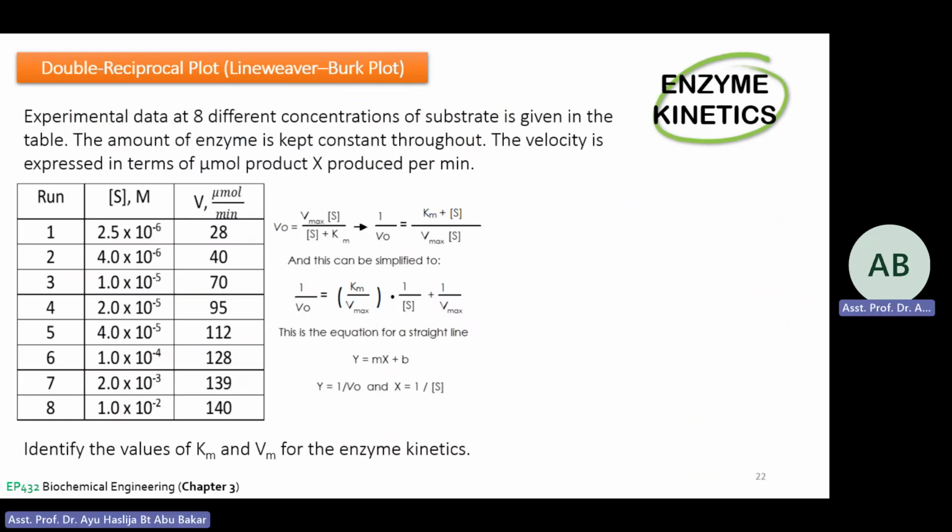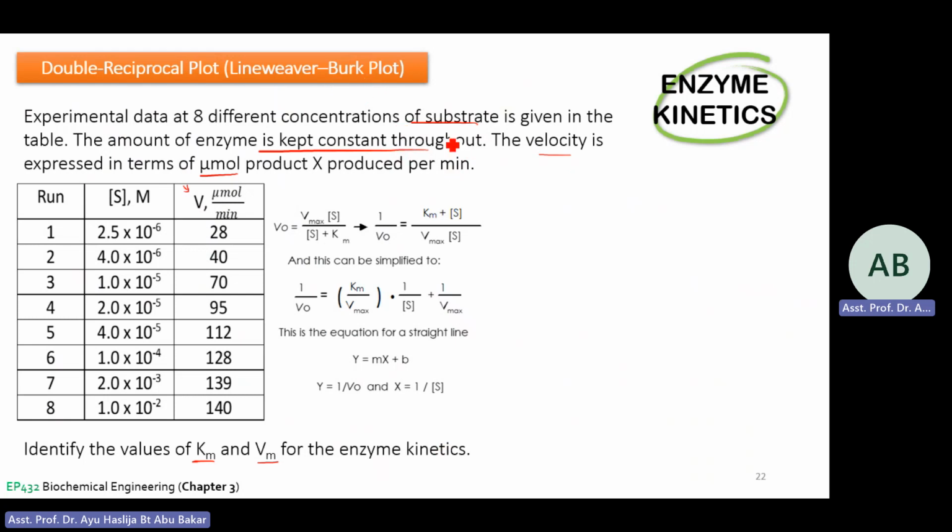Now, for example, you have this data at different concentrations of substrate. The amount of enzyme is kept constant. Velocity is expressed in terms of micromole product. Velocity here is the V, the rate of product formation. So these are the data up to 8 runs. The question asks you to identify the values of Km and Vm for the enzyme kinetics, using the Lineweaver-Burk plot.